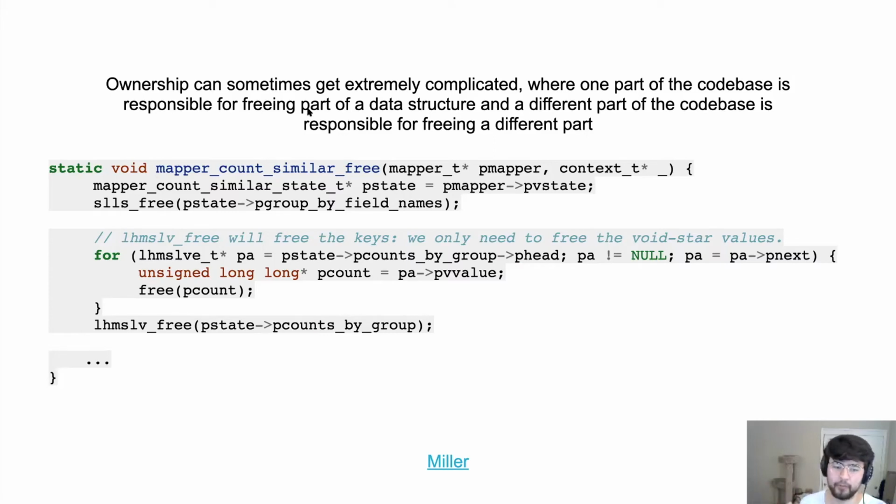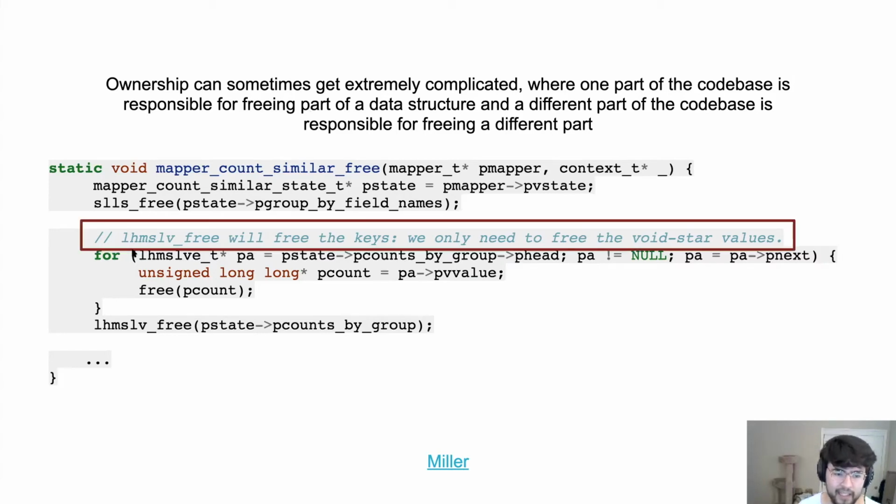Or maybe vice versa, where we use the dictionary for some time, and then the keys are no longer important, but we just care about the values in the dictionary. So we free the keys, and then somebody else is responsible for freeing the values. And that's what's happening here, where it says that some other part of this code is going to free the keys, but we are responsible for freeing the values.